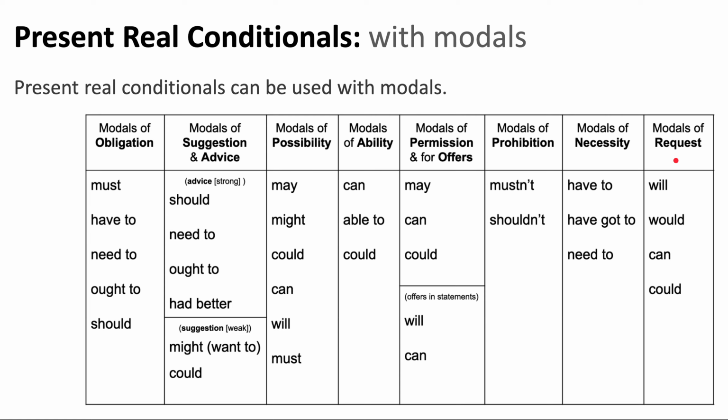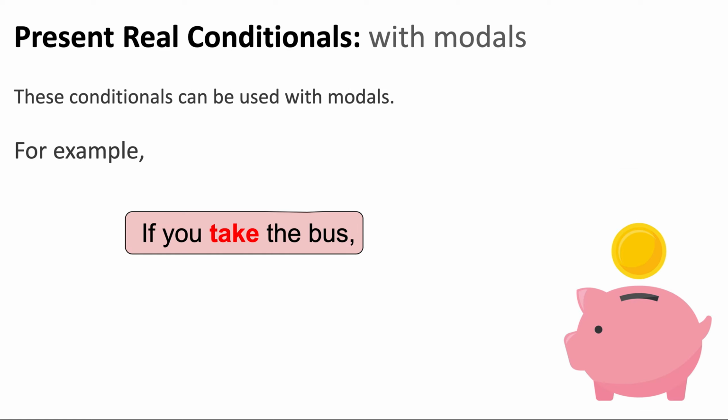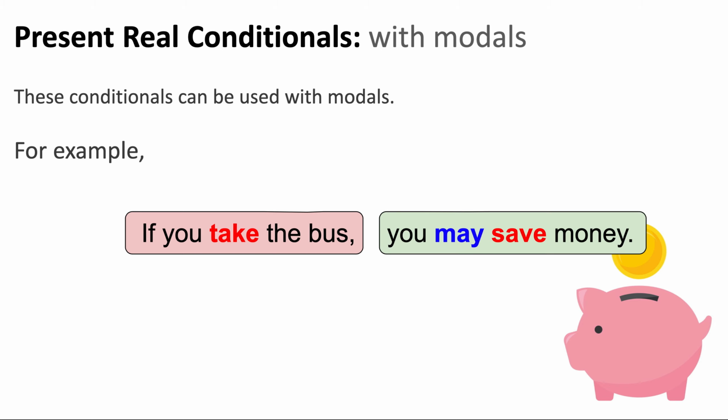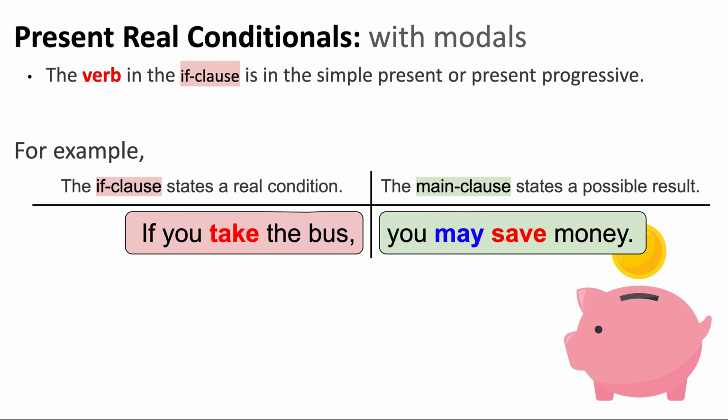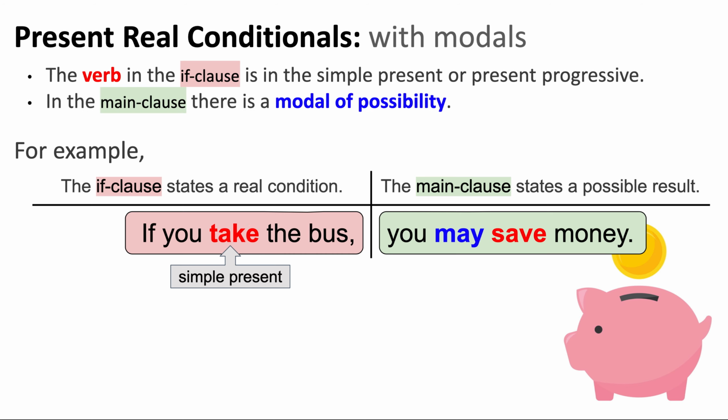Let's look at some examples. First example, if you take the bus, you may save money. Once again, the if clause states a real condition. If you take the bus, the main clause states a possible result. You may save money. Now let's look at the form. The verb in the if clause is in the simple present or the present progressive. Here, if you take the bus, uses the simple present. In the main clause, we have a modal of possibility, may. May is a modal of possibility.